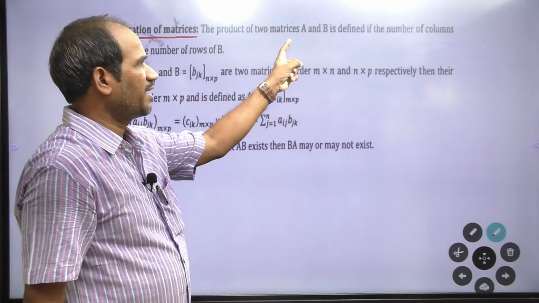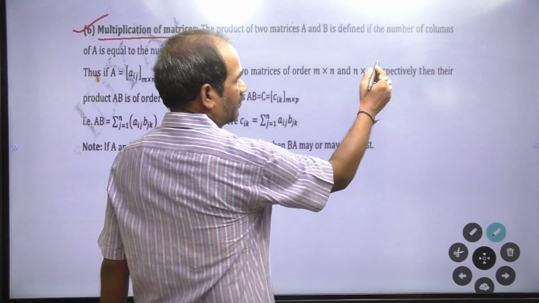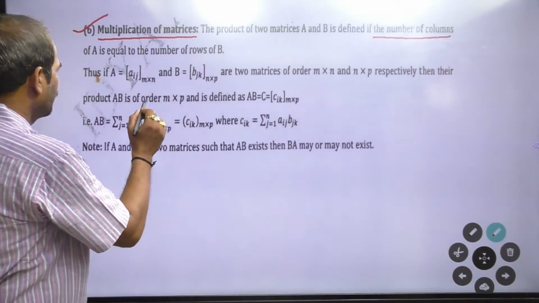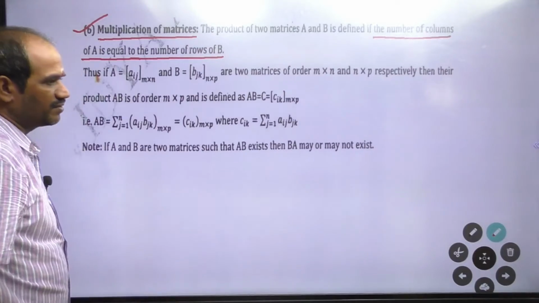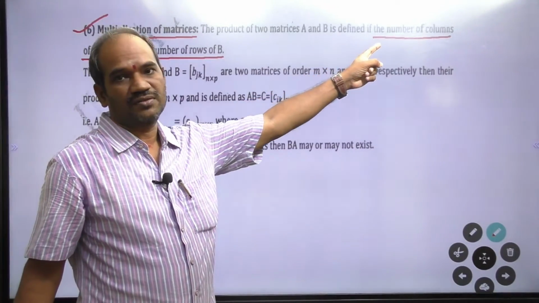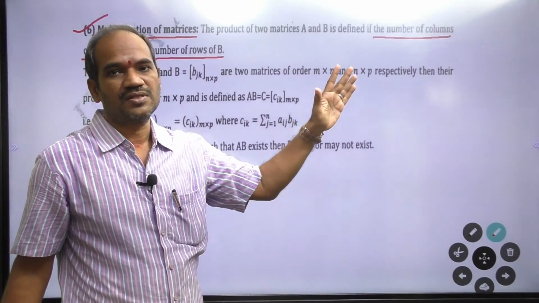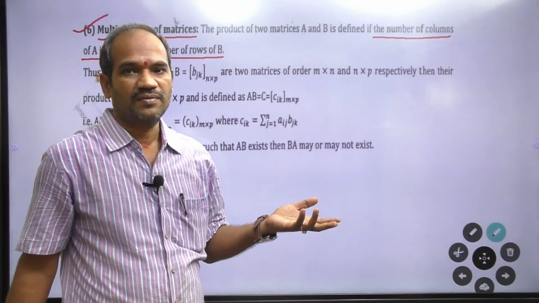The product of two matrices A and B is defined if the number of columns of A is equal to the number of rows of B. This is important. The number of columns of A is equal to the number of rows of B. Number of columns equals number of rows, then the product is possible.